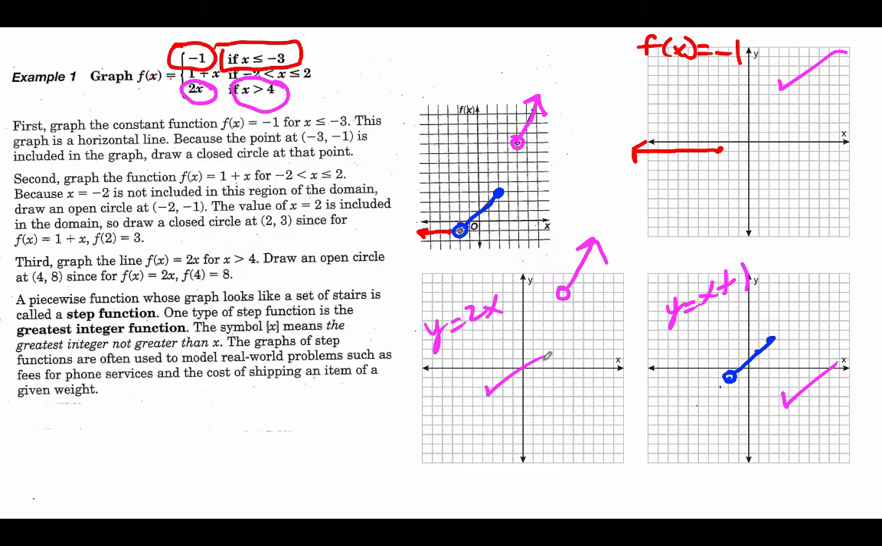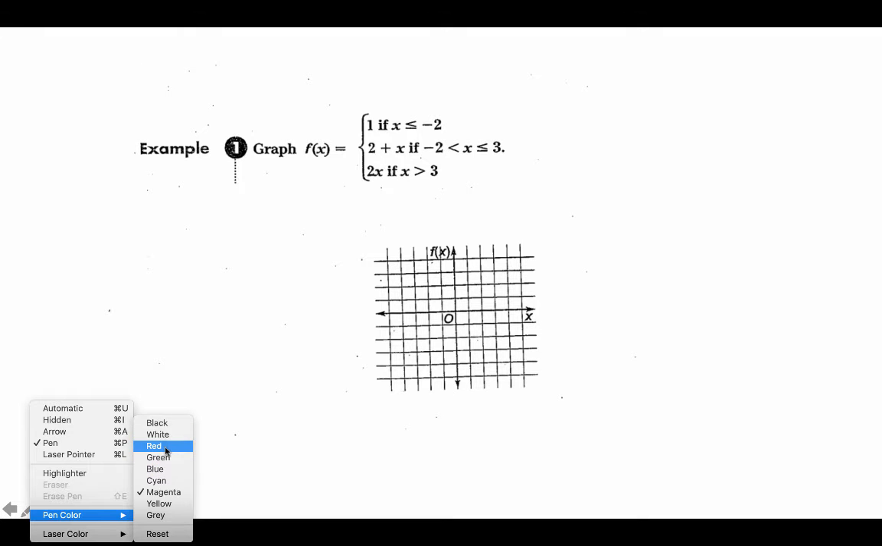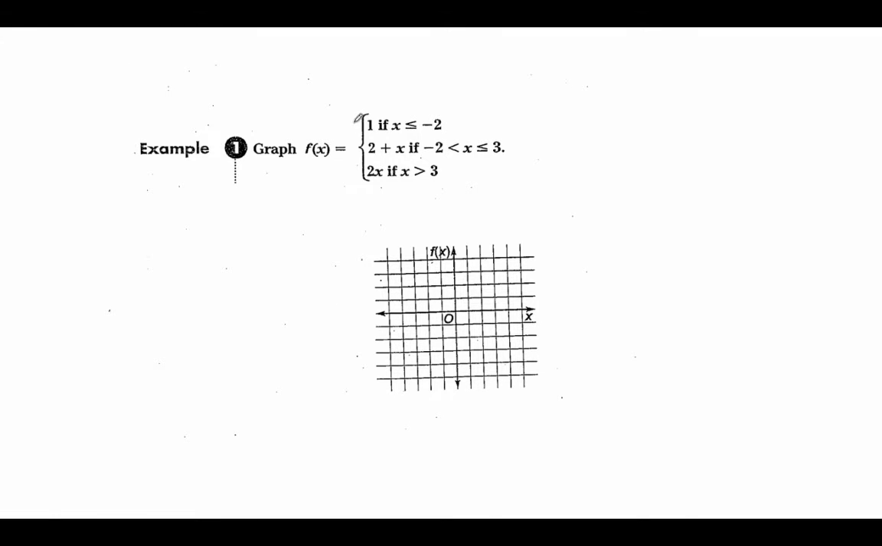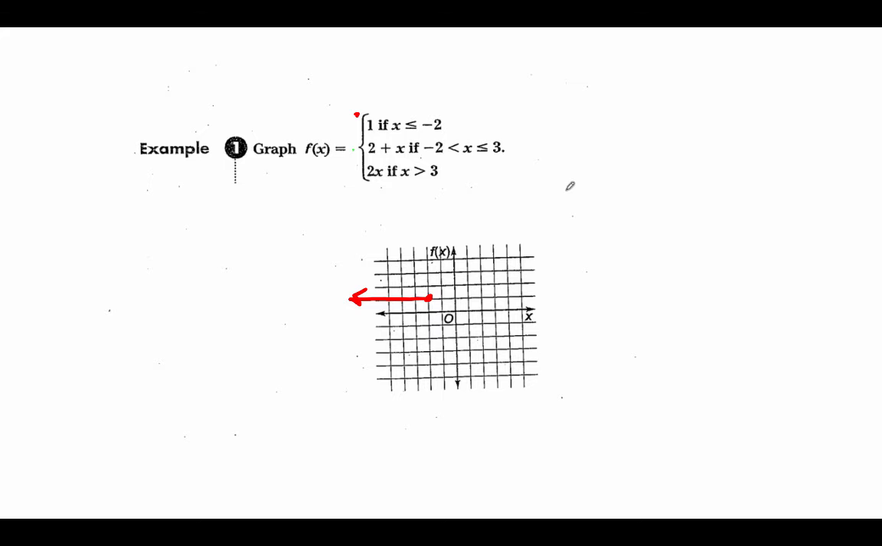So when I go over to an example like this, I like to find my boundary points. You can do it however you want, but I like to say, this is y equals 1. Well, that's a horizontal line. Where is it occurring? From where x is -2 and backwards. I'm filled in because it's or equal to, but I want the graph of the line y equals 1 from here backwards. So that's the red one. And then we grab a different color. Let's go green. Y equals x plus 2.